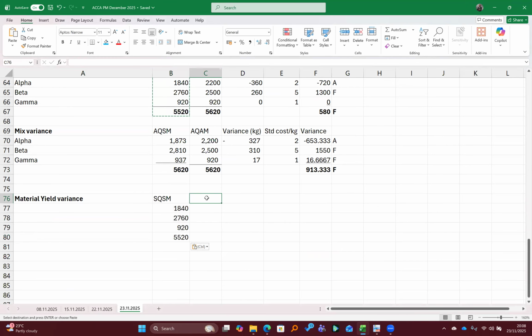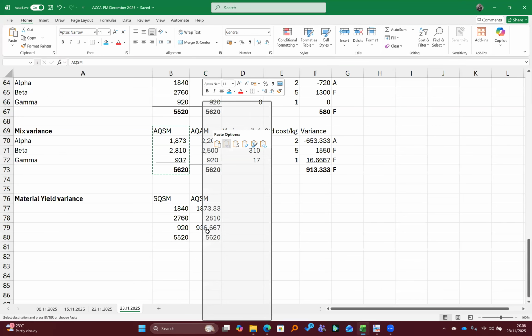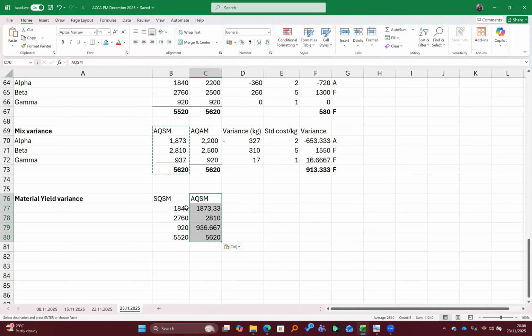Then we now compare with the actual quantity standard mix. So basically what we are saying is this is what was made using the materials, but if at all we had used the standard quantity and there's the normal loss, that would have been 5520. So we used actually more than what we should have used. So from here we can just get the variance.